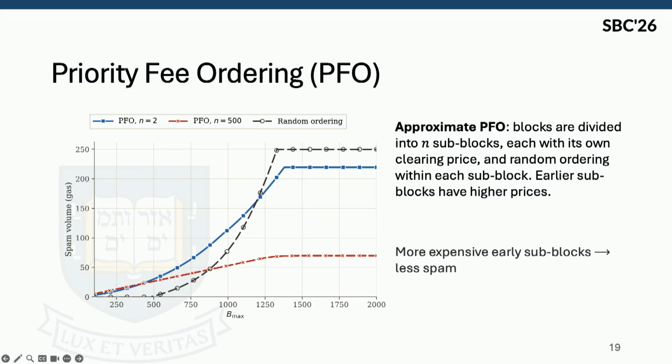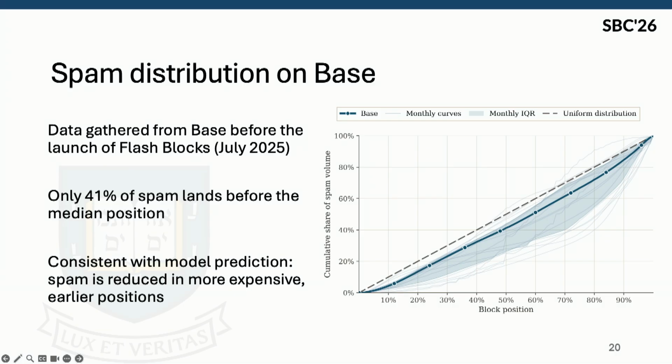So as we can see from this figure, because the earlier subblocks are more expensive, they're essentially less spam compared to the random ordering transaction fee mechanism. And we actually also did some empirical analysis on Base to validate our theory.